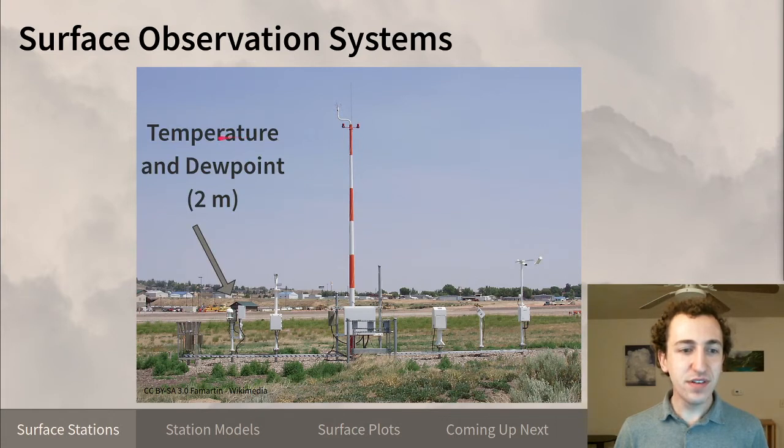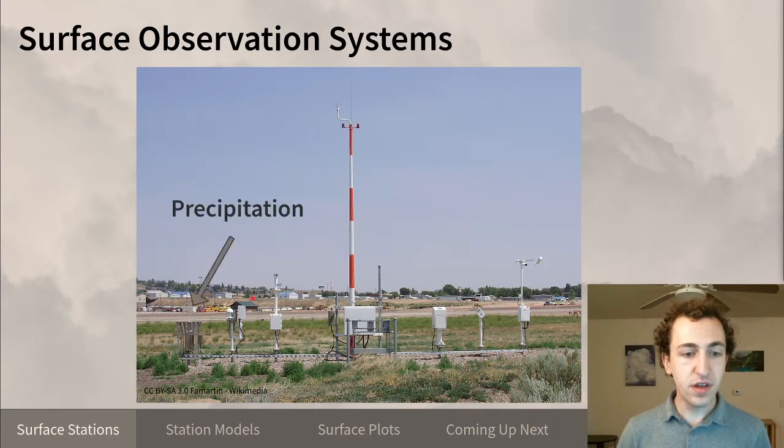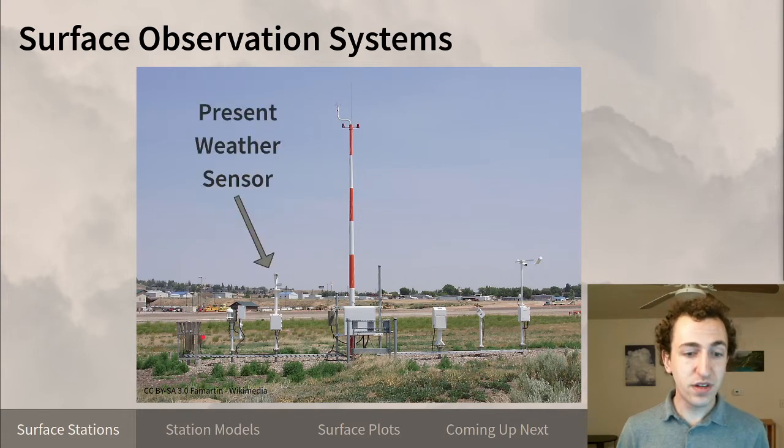Then we also have our temperature and dew point sensors. These are shielded, and by convention, they're at a height of 2 meters above the ground surface. Over here, we have our precipitation gauge that includes some nice fancy equipment to help control for effects of blowing, as well as taking care of melting any frozen precipitation so that you get liquid equivalents. Then over here we have this funny little sensor that uses optics to help detect what kind of weather is present, usually various kinds of precipitation.